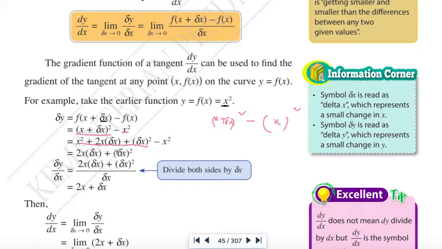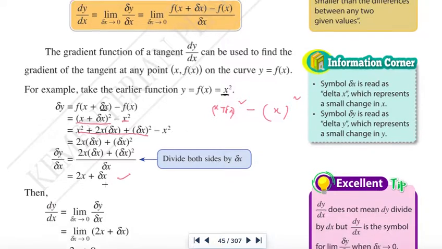Then you simplify. This one x squared minus x squared no more. So you just substitute this one. Copy down 2x delta x plus delta x squared. And then the delta x go there. Then divide. This one divide delta x, delta y divide delta x. Cancel delta x. So this is the answer. Delta y over delta x equals 2x plus delta x.